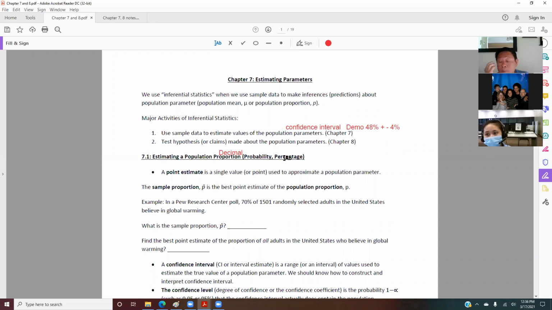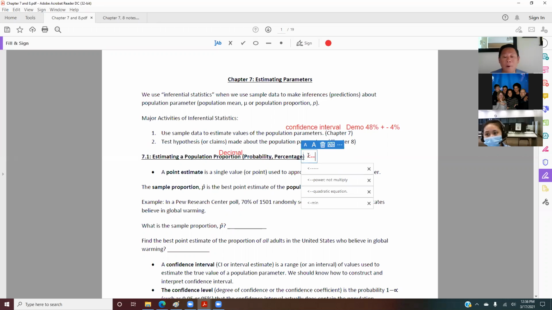When you do your homework, it's easy because 7.1 is all proportion and 7.2 is all mean. You can figure out, oh, this is proportion, this is mean. But when you do my test, it's all mixed up, proportion and mean. So you need to figure out which one is proportion and which one is mean. It's very easy to figure out. For proportion, usually we have decimals, usually I want a percentage, usually I use the word proportion or probability. Those are regarding population proportion.